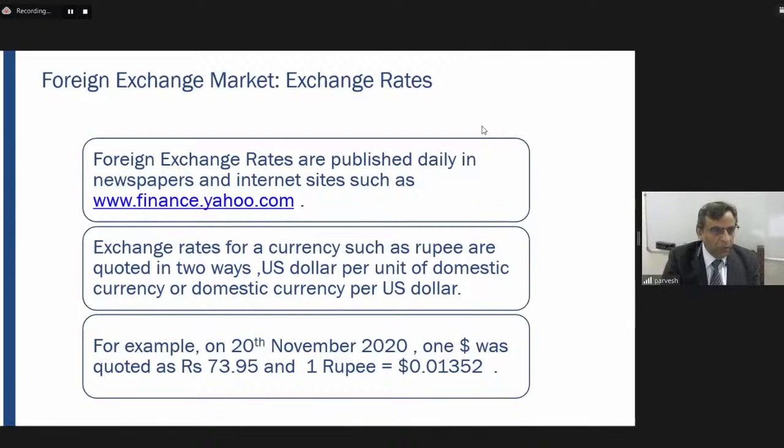So the first quote, which is $1 is equal to 73.95, is a direct quote for the Indians, and 1 rupee is equal to so many dollars is an indirect quote for Indians. But it will be the reverse if we talk from the American point of view. So 1 rupee is equal to so many dollars will become a direct quote for the American, and the indirect quote would be $1 is equal to 73.95. We'll understand these direct and indirect quotes in my coming lecture.